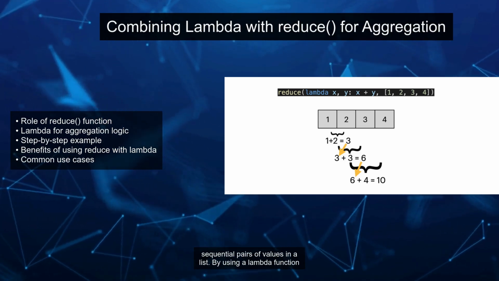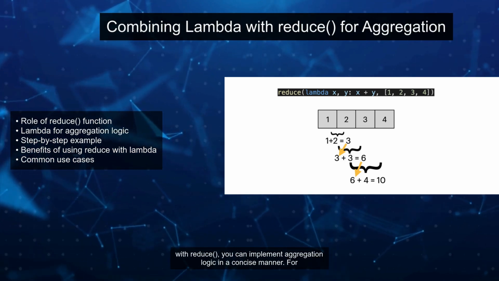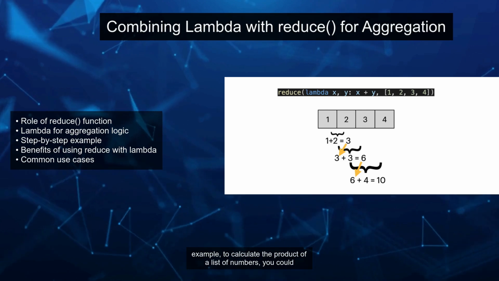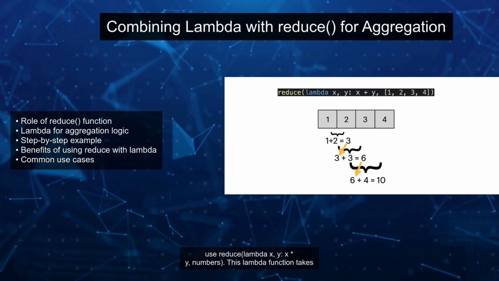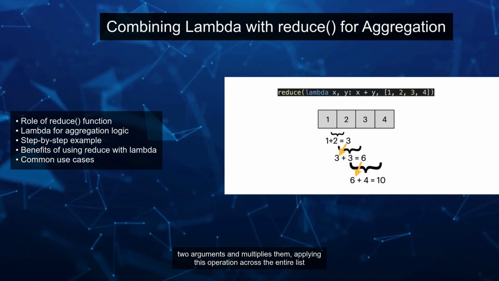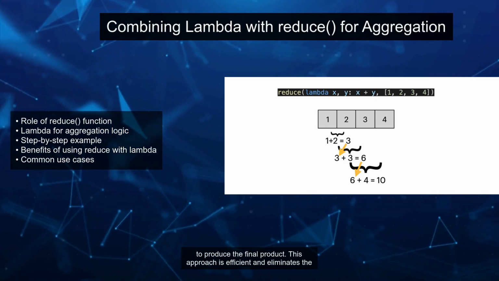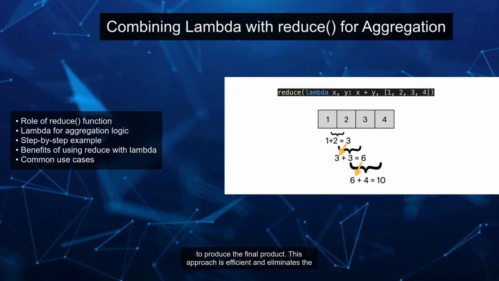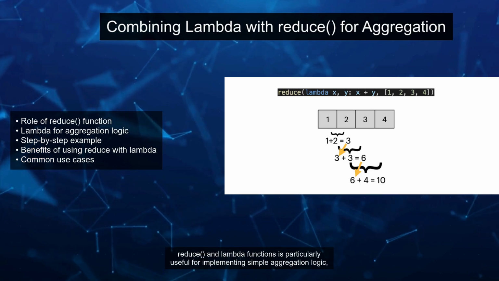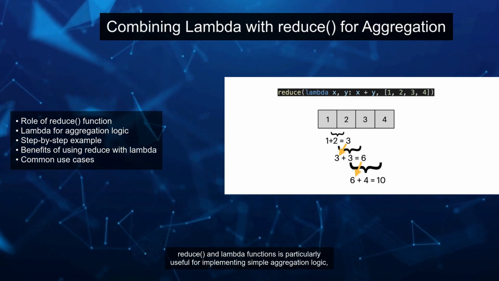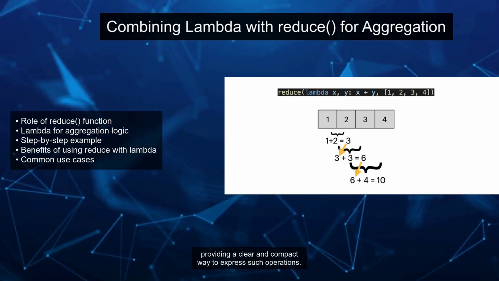By using a Lambda function with reduce, you can implement aggregation logic in a concise manner. For example, to calculate the product of a list of numbers, you could use reduce(lambda x, y: x * y, numbers). This Lambda function takes two arguments and multiplies them, applying this operation across the entire list to produce the final product. This approach is efficient and eliminates the need for an explicit loop to perform the aggregation. The combination of reduce and Lambda functions is particularly useful for implementing simple aggregation logic, providing a clear and compact way to express such operations.